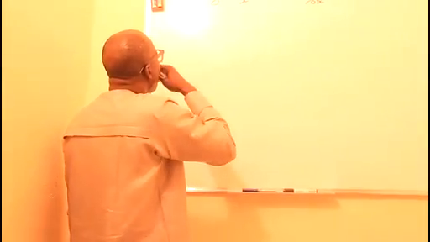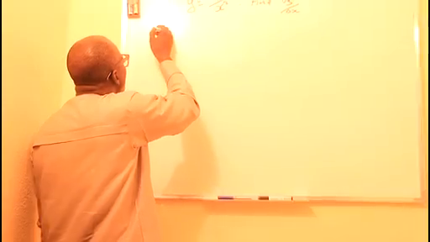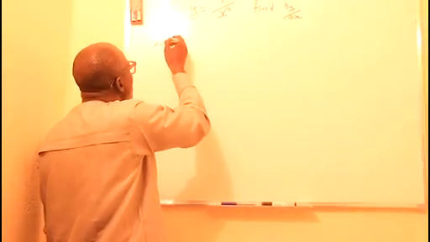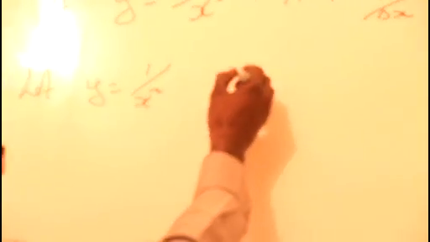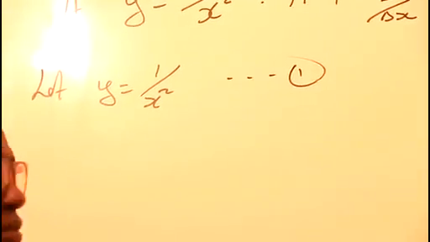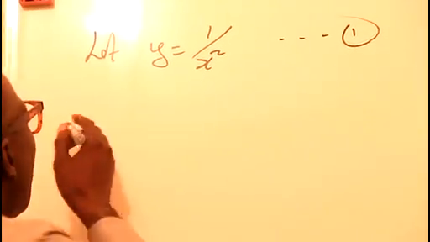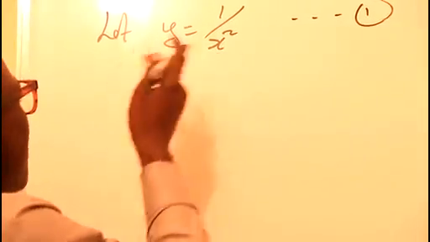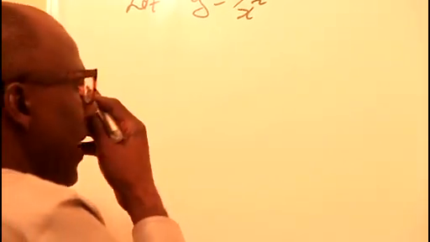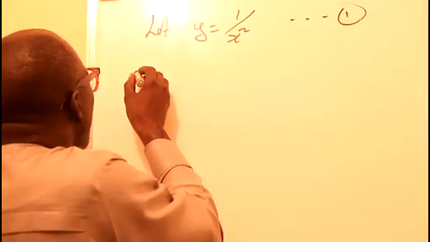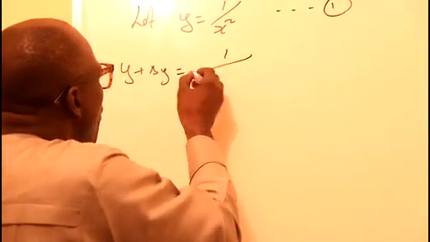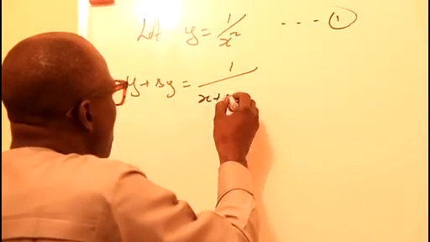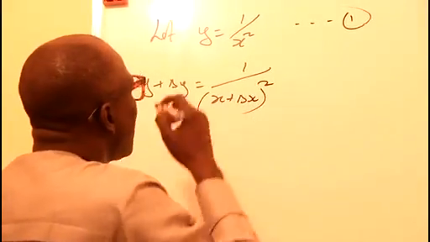Now look at this. Suppose you are given something like this. What do you need to do? I will say solution. Let y equal to 1 over x squared be equation 1. Then from here, the increment in x will also affect the increment in y. y plus change in y will be equal to 1 over (x plus change in x) all squared.